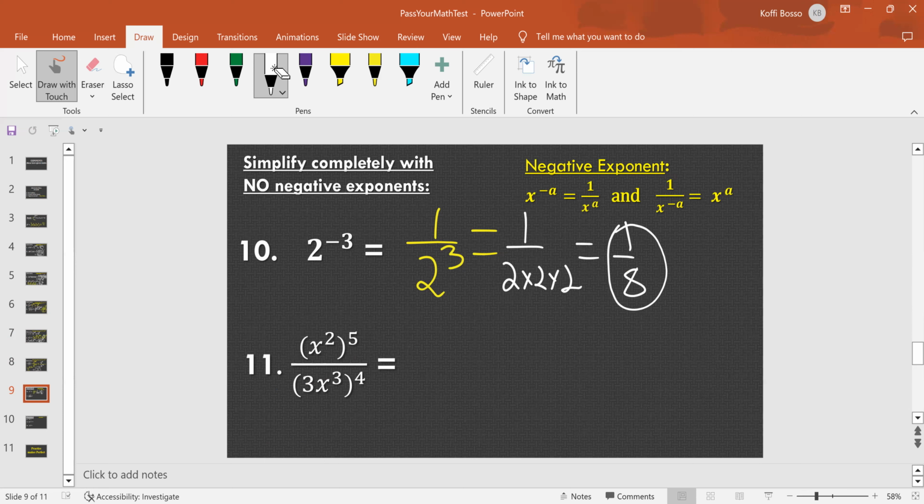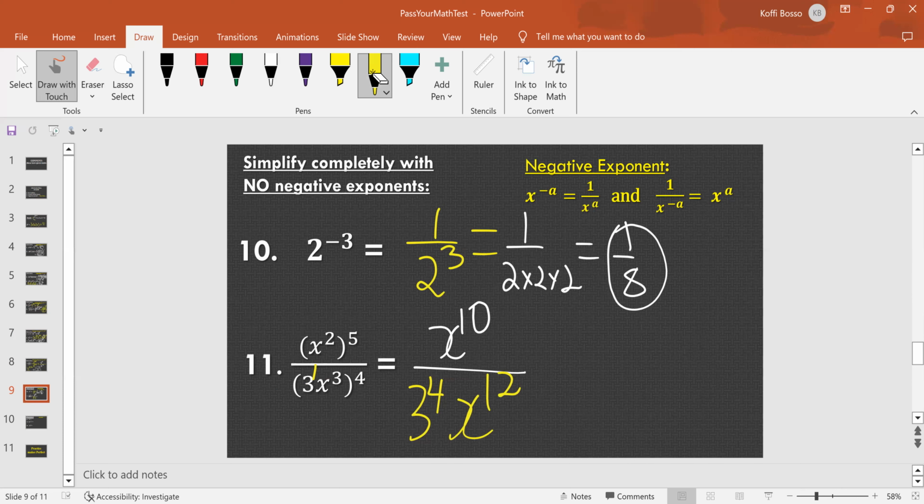Okay. Question 11. The top will have x to the 10th power, because we multiply 2 by 5. The bottom, again, you have to be careful. The 3 has a power of 1. Therefore, you're going to have 3 to the 4th power because we multiply 1 by 4, and you have x to the 12th power, because you multiply 3 by 4.